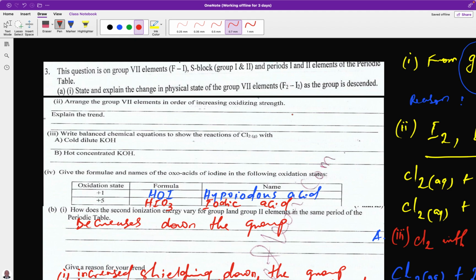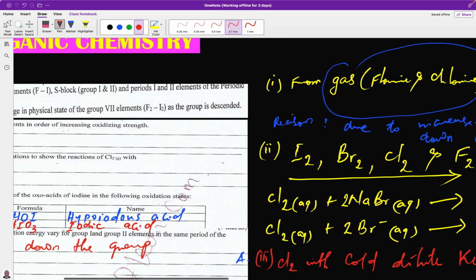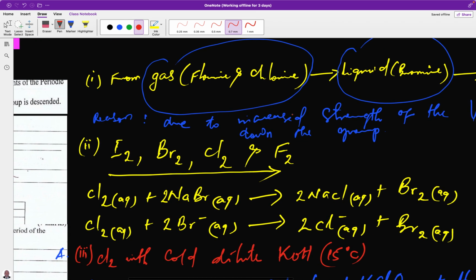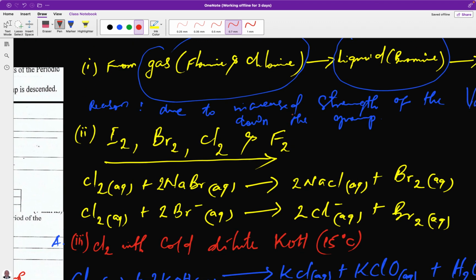For the physical state of group 7 elements, we said they move from gas to liquid and to solid. And the reason is because of the increasing strength of the van der Waals forces as you move down the group. Remember, van der Waals forces increase with increasing number of electrons. Remember, van der Waals forces increase with increasing molecular mass.